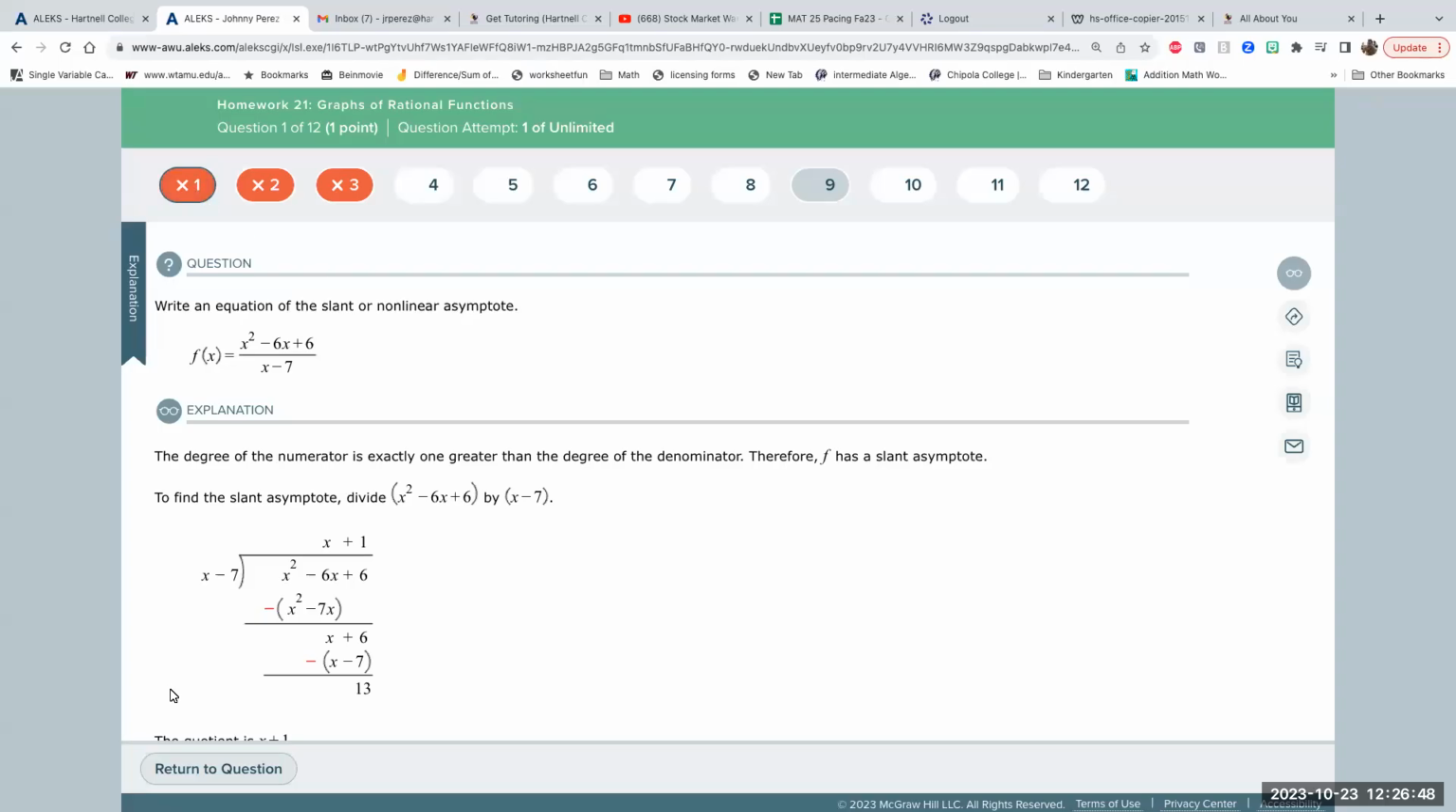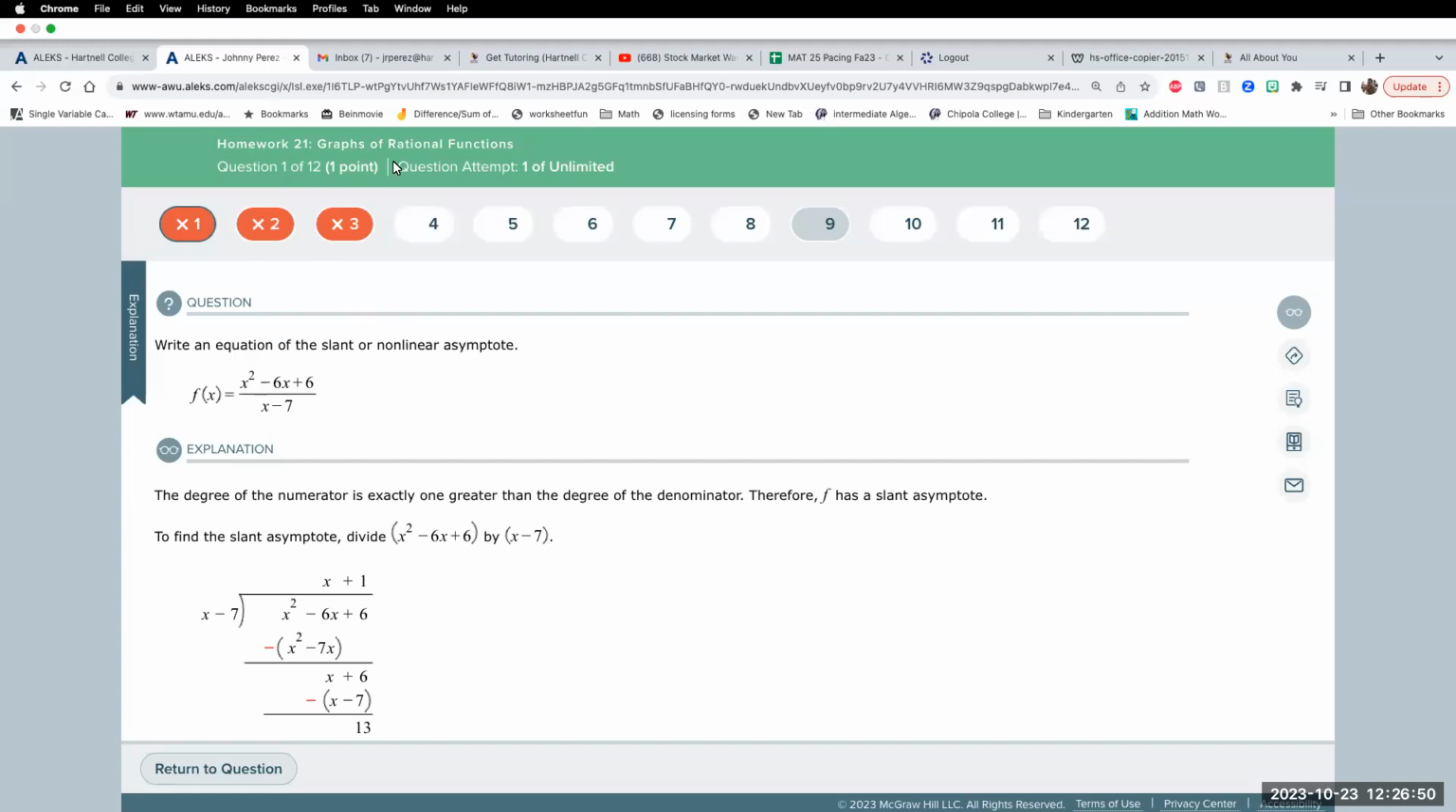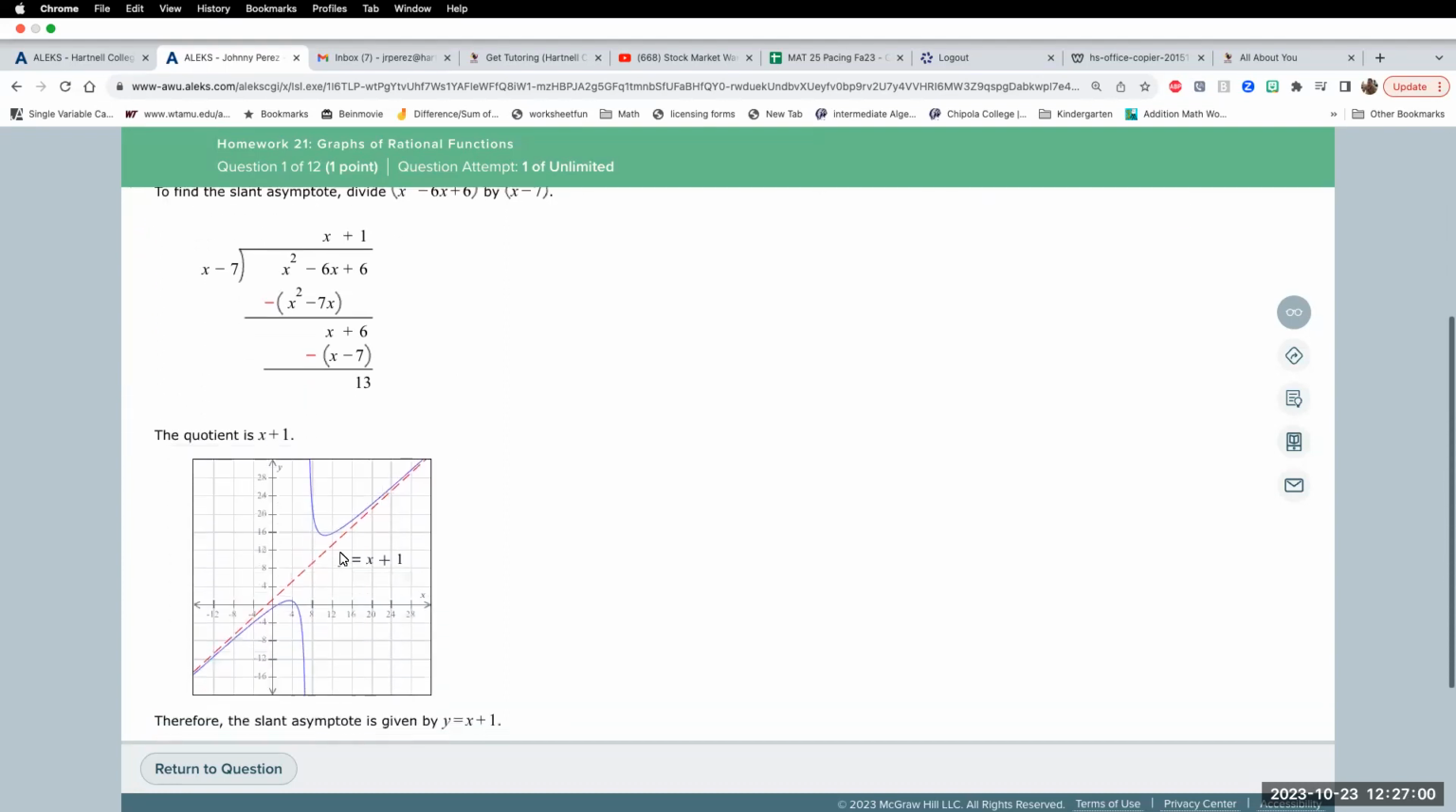All right, mathletes, let's look at homework 21 here, graphs of rational functions. The first thing we're going to look at is something called slant asymptotes. If you were to graph this, we would have this invisible dotted line right here at x plus 1. I'll show you where that comes from right now.